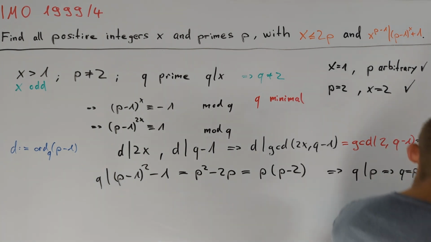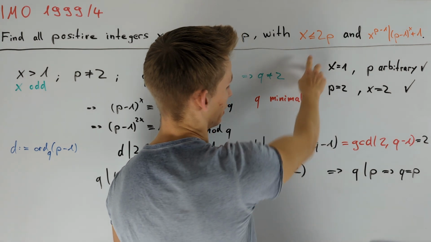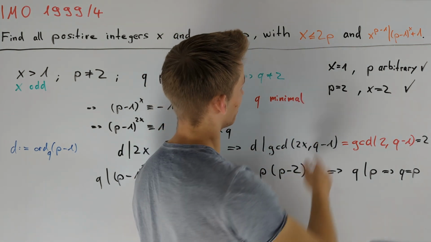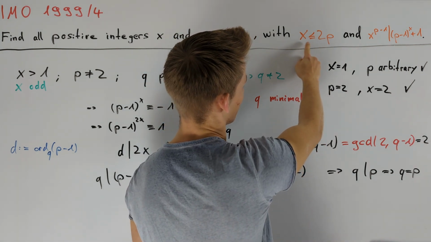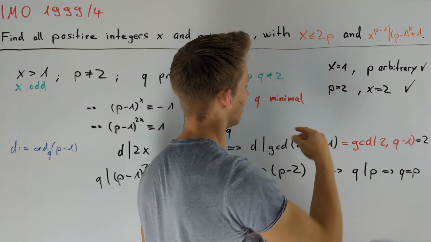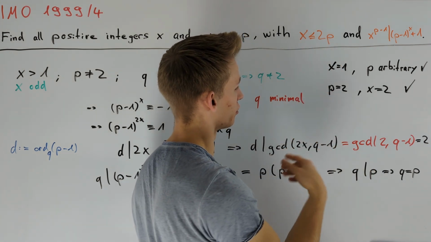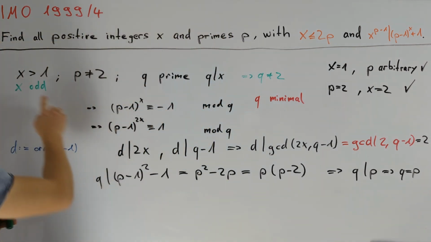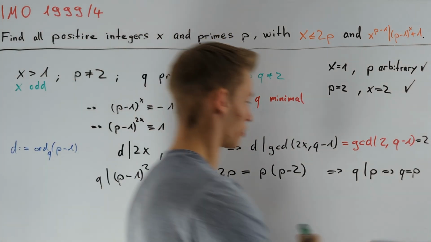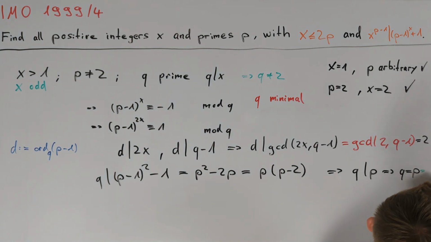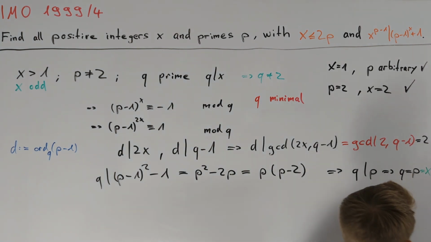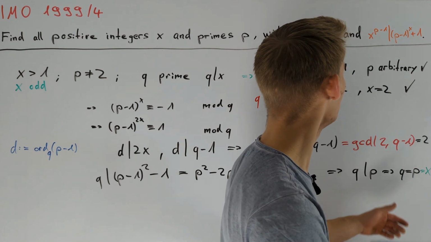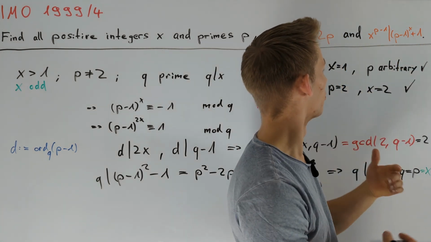At this point, we are ready to use this inequality. At first, we have that p divides x, but x is less than or equal to 2p. Therefore, x must be equal to p or 2p. But we have already figured out that x is odd, and therefore we conclude that p is equal to x.